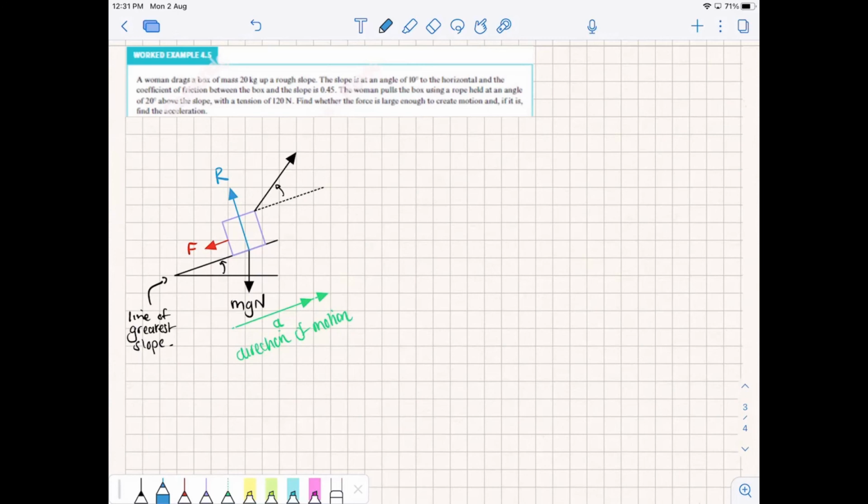So I've just drawn a generic diagram here, and we can fill in all the bits of information. The weight of the object is 20 times the gravitational constant newtons. The friction force we don't know. The normal contact force we don't know, and notice it's perpendicular to the surface, not perpendicular to up and down. The slope is at 10 degrees, and she's pulling this 20 degrees above the line of greatest slope, which is basically the line of the hill, at 120 newtons.